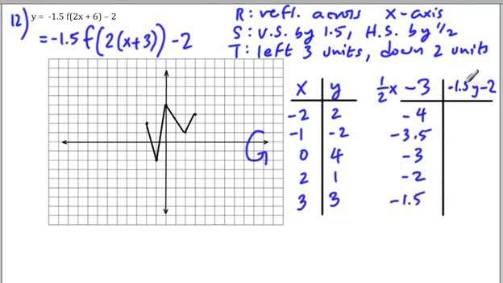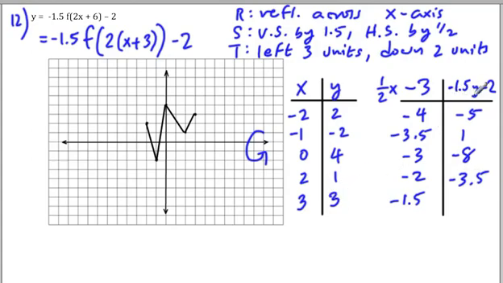All right, let's do the y's. So the y's get multiplied by negative 1.5. So 2 times negative 1.5 is negative 3. Negative 3 minus 2 is negative 5. Negative 2 times negative 1.5 is positive 3. 3 minus 2 is 1. 4 times negative 1.5 is negative 6. Negative 6 minus 2 is negative 8. 1 times negative 1.5 is negative 1.5, so that's negative 3.5.